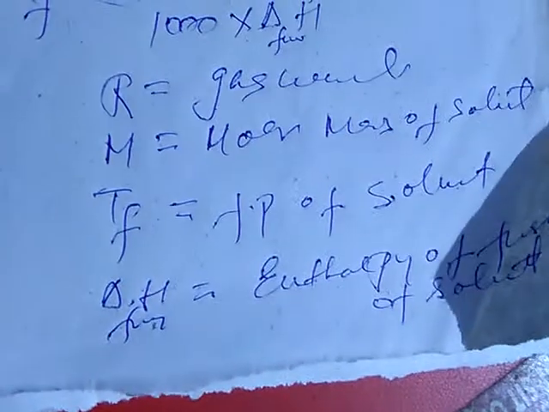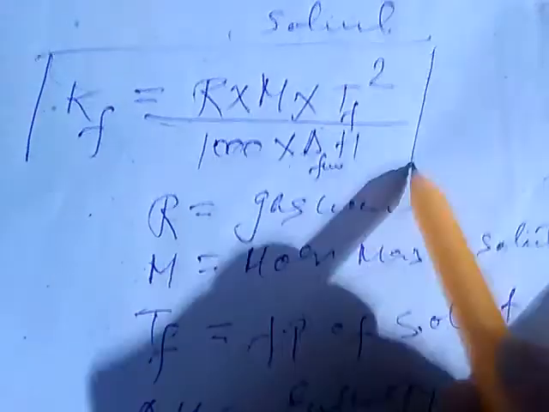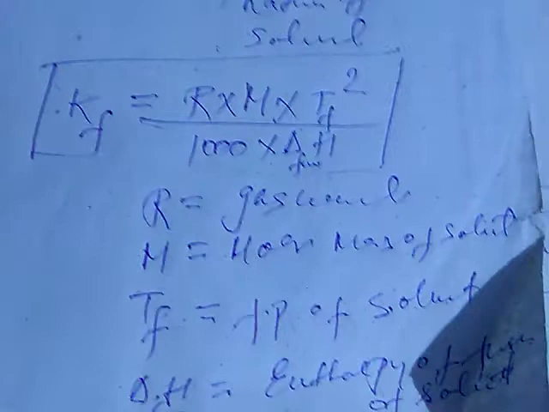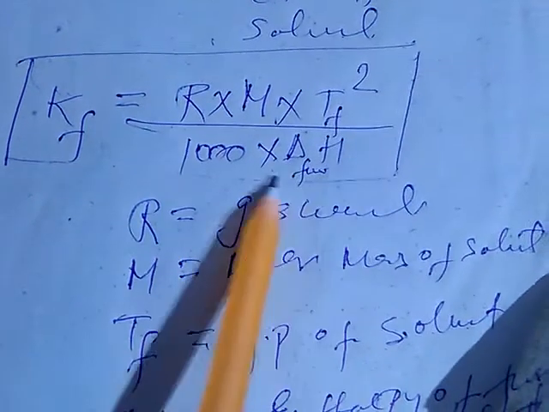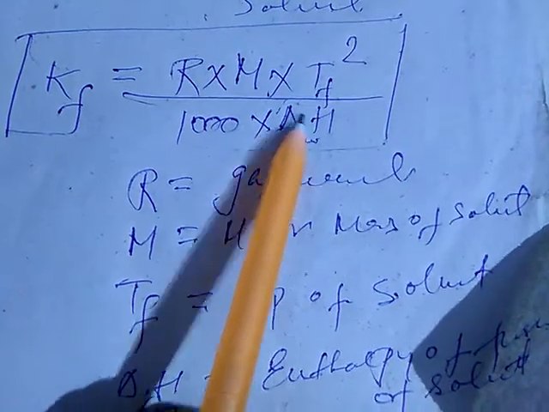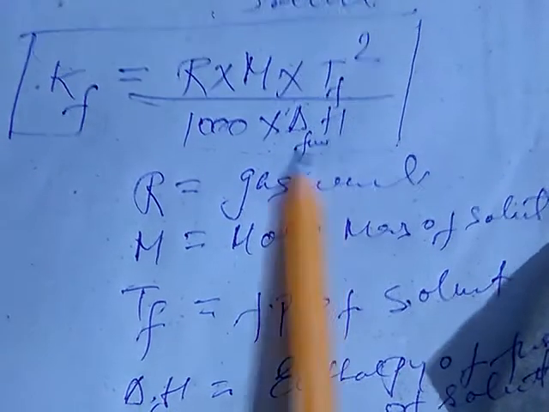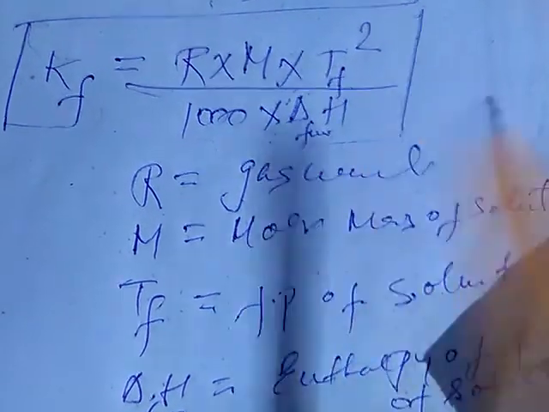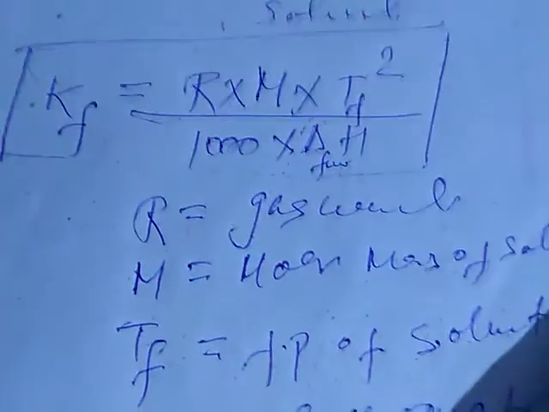So these are the terms used in the expression by which we can find the value of Kf. In the same manner, it would be for Kb also. For Kb, all the terms would remain the same, but instead of delta H fusion, it will become delta H vaporization, because in case of boiling the fusion term will change. Enthalpy of fusion will become enthalpy of vaporization, and all the other terms will remain the same.